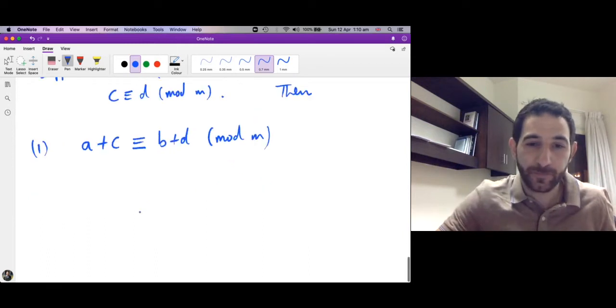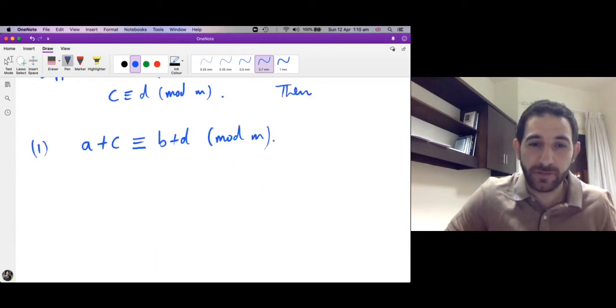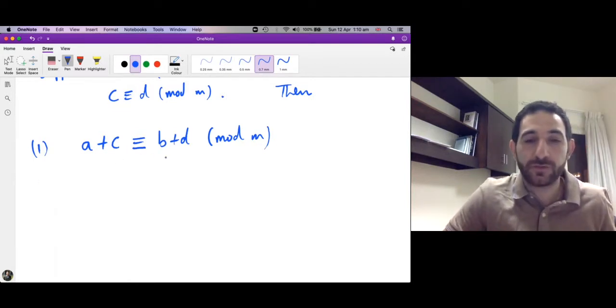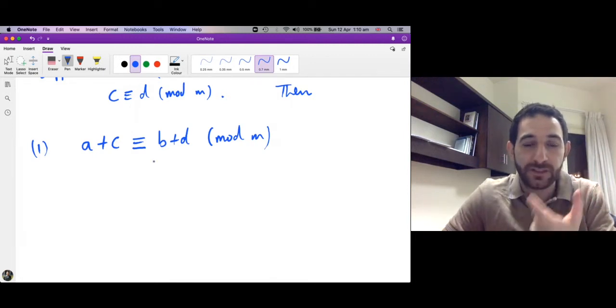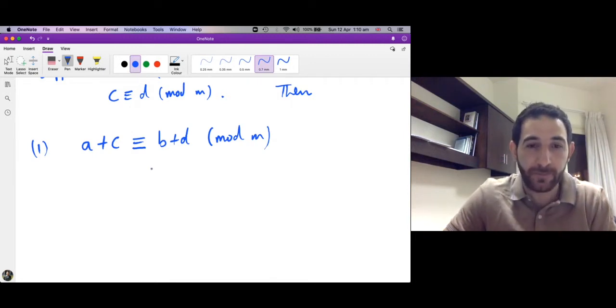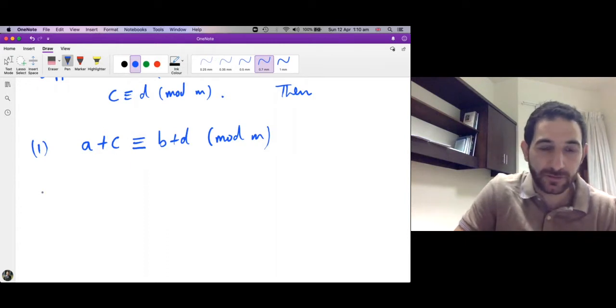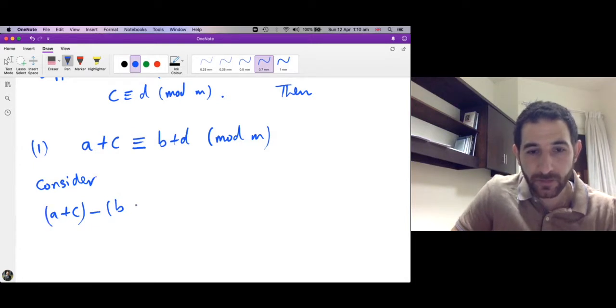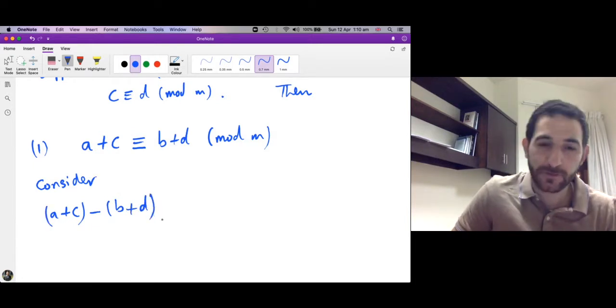Let's prove this. What does it mean that a plus c is congruent to b plus d modulo m? It means that m divides the difference. So what does it mean that m divides the difference? We need to show that the difference is equal to an integer k times m. So let's look at the difference. So consider the difference. Consider a plus c minus b plus d. Okay.